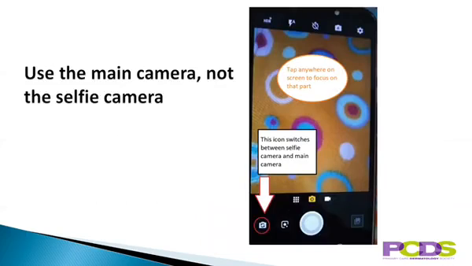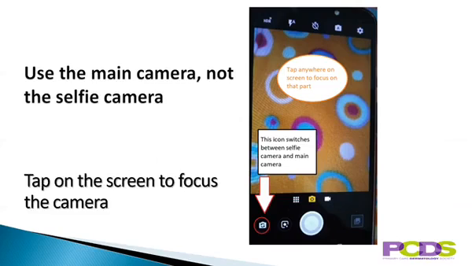Photos look much better if they're taken with the main camera on a phone rather than the selfie camera. Switch between the main camera and the selfie camera. Tap on the screen to focus the camera.